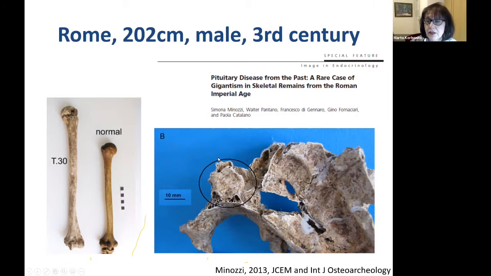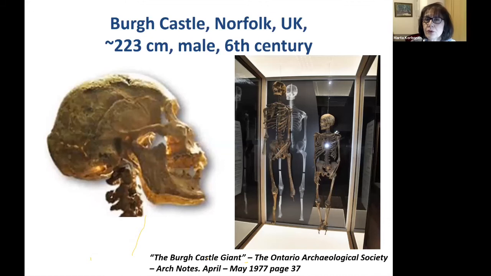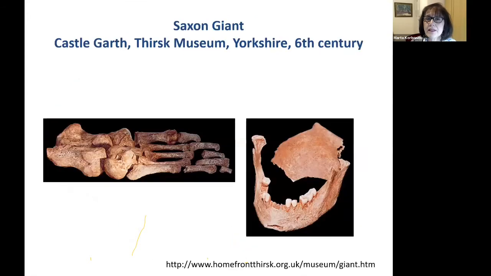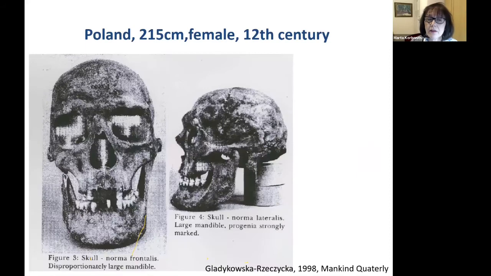And here you can't really recognize that this is the base of the skull, but this is the area where the pituitary gland sits. And you see that due to the tumor, this is flattened as opposed to that bony pocket, which I showed you earlier. Here is another giant from Norfolk from the 6th century, 2 meter 23 centimeters. And yet another one from Yorkshire, again from the 6th century. These are the only bits remained from this giant. And yet another one, a female giant from Poland, was 2 meter 15 from the 12th century.